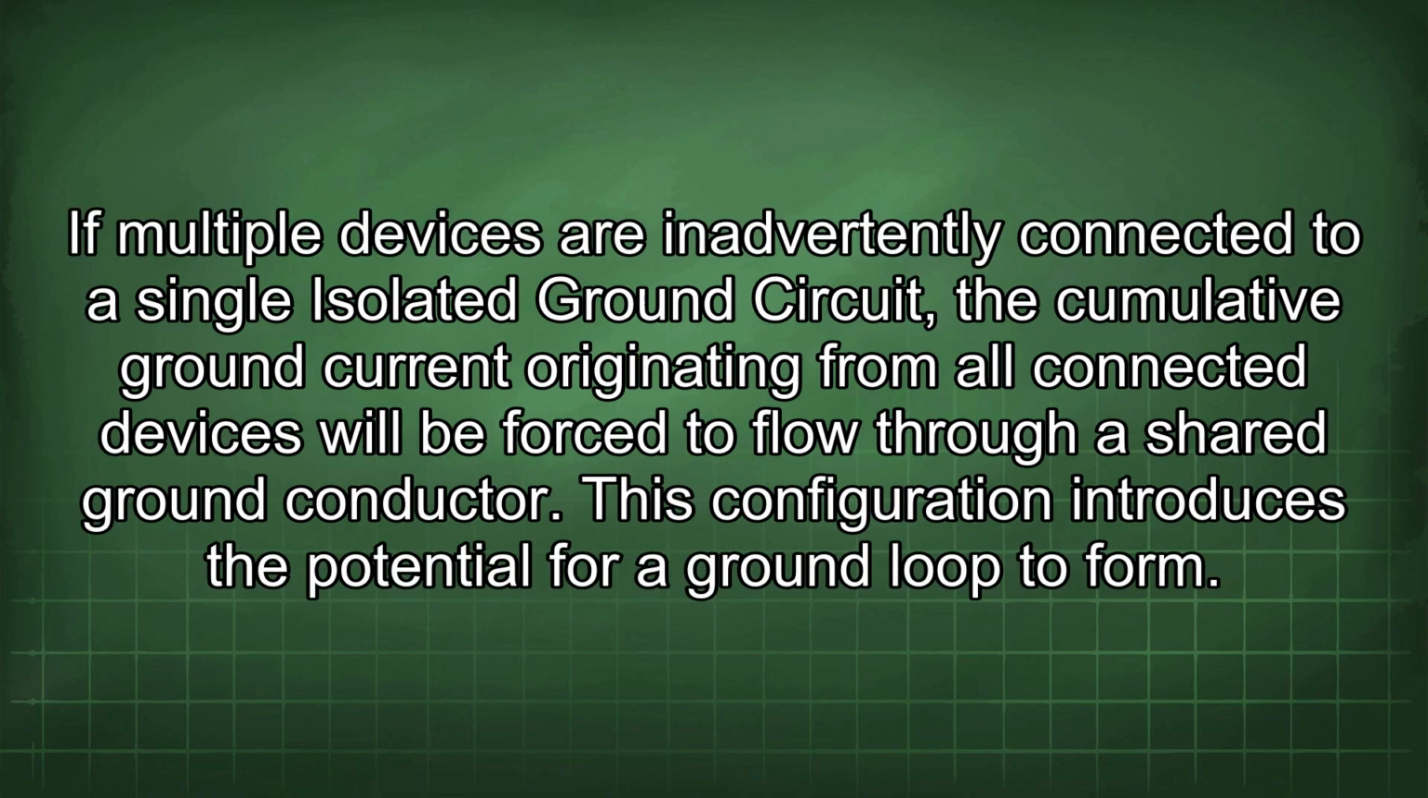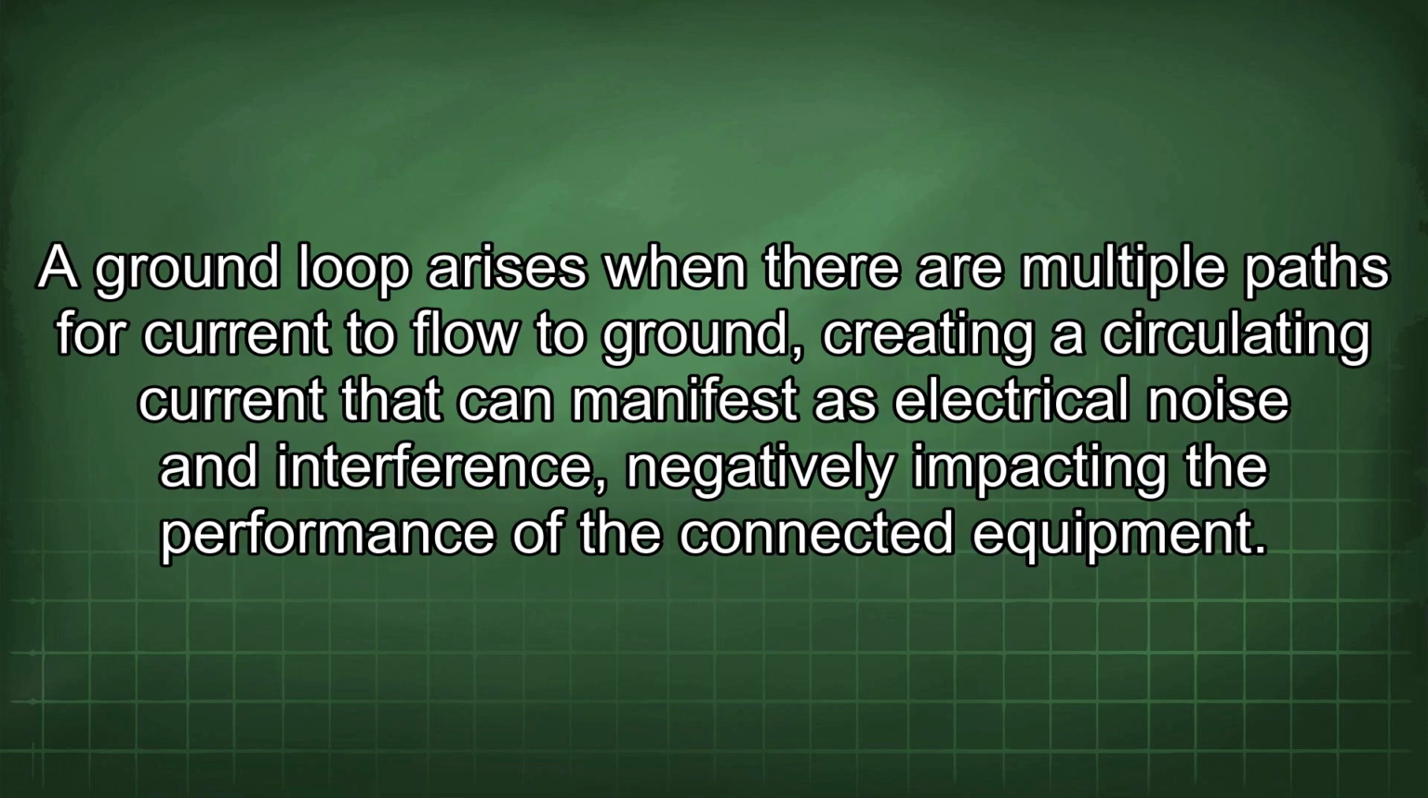If multiple devices are inadvertently connected to a single isolated ground circuit, the cumulative ground current originating from all connected devices will be forced to flow through a shared ground conductor. This configuration introduces the potential for a ground loop to form. A ground loop arises when there are multiple paths for current to flow to ground, creating a circulating current that can manifest as electrical noise and interference, negatively impacting the performance of the connected equipment.